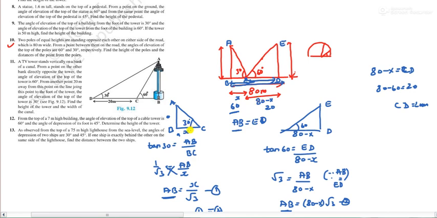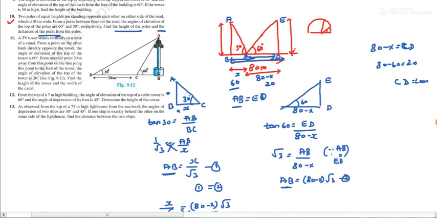Now moving to question number 11. Sorry, but before that, we got the distance here. They have asked to find the height of the poles also. We got just the distance. What is the height of the pole?